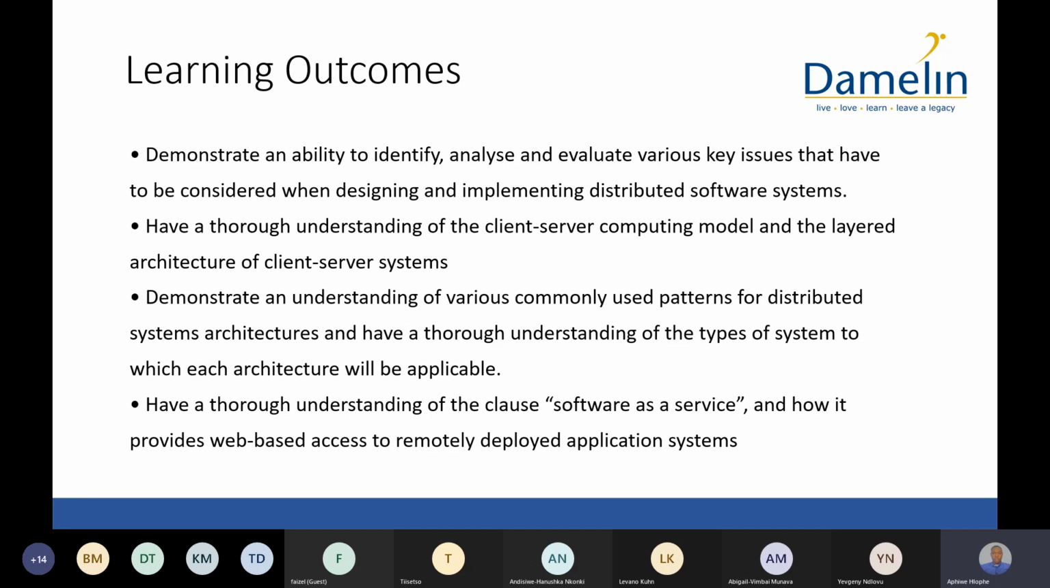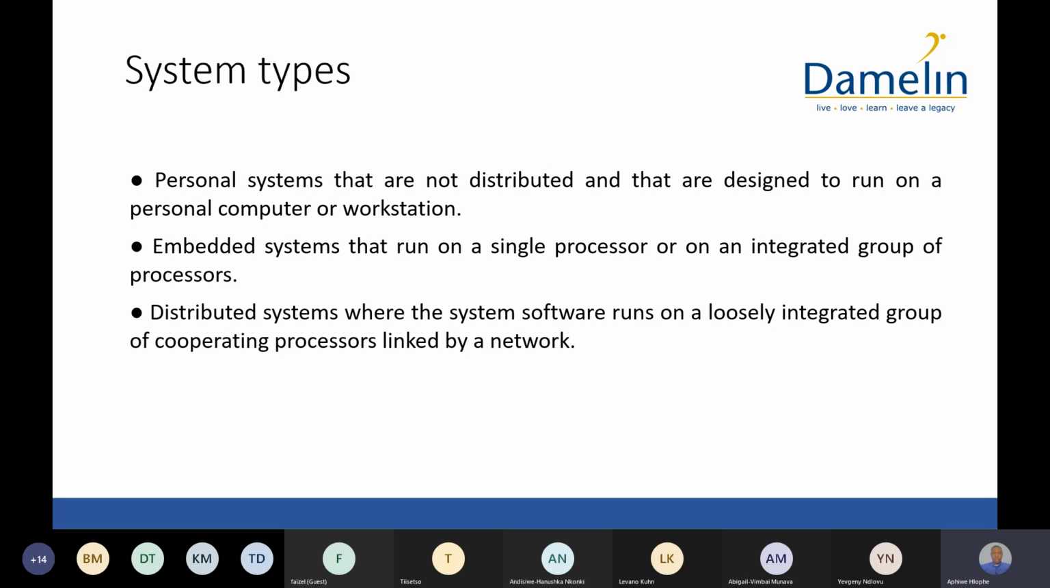Have a thorough understanding of the CLAWS software as a service and how it provides web-based access to remotely deployed application systems. Okay, so there are these main types of systems that exist. We have personal systems, and these are not distributed. These are standalone systems that you may use on your personal computer or on your workstation. Okay, they do not have any remote processing capabilities, so to say.